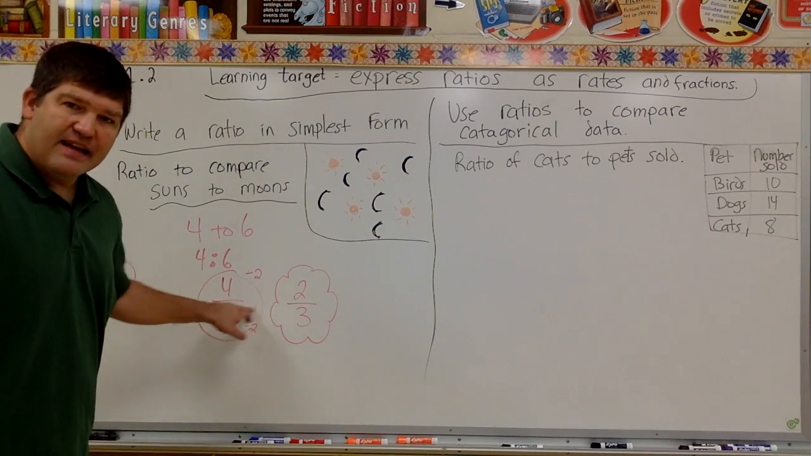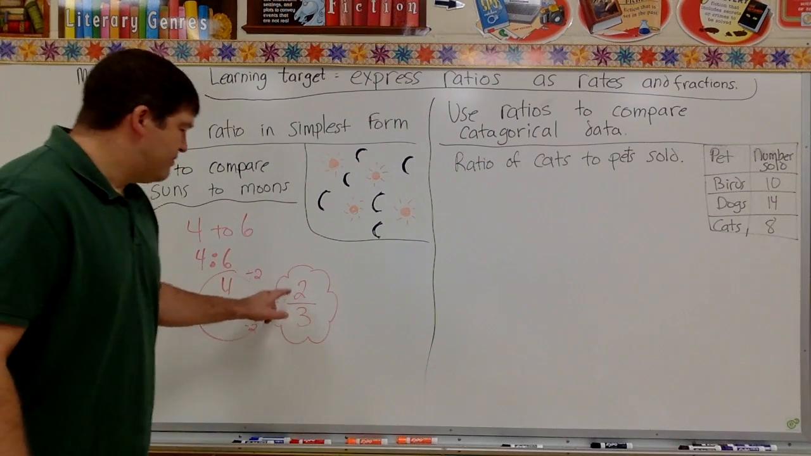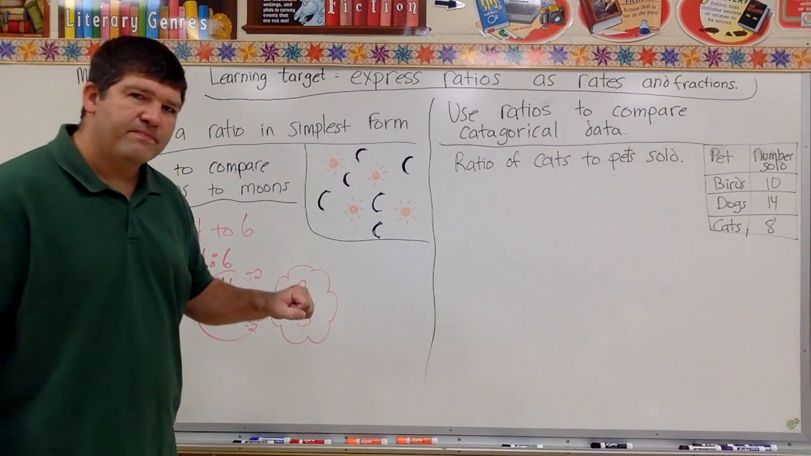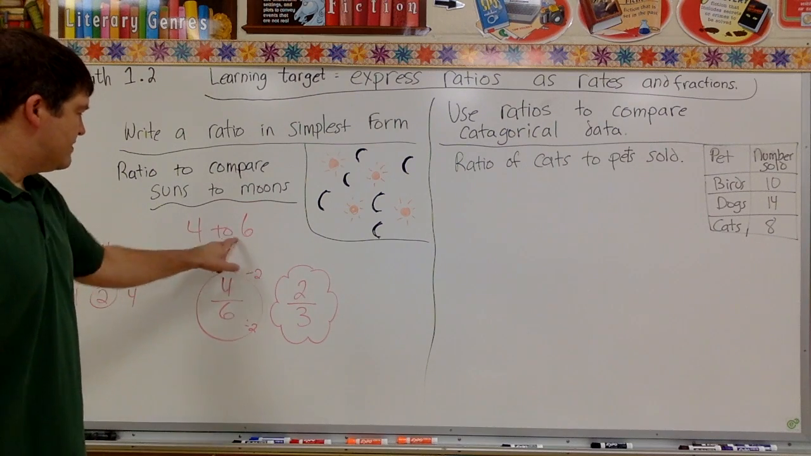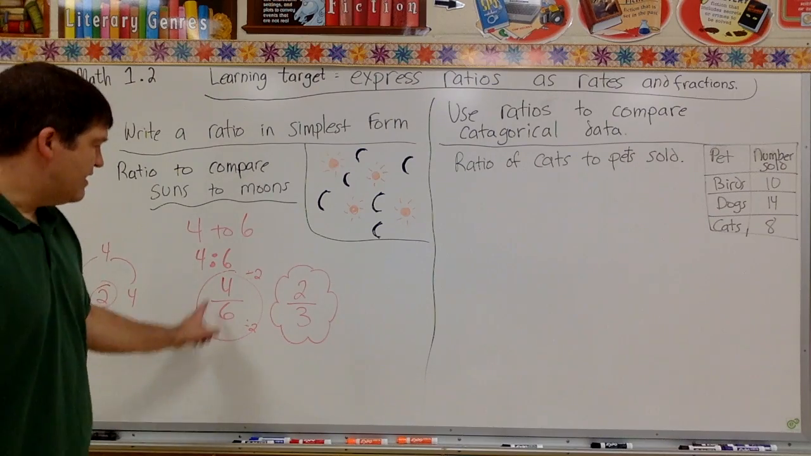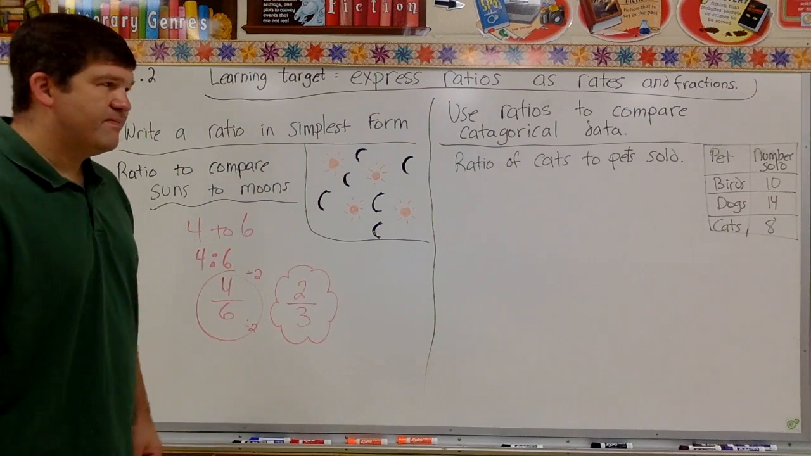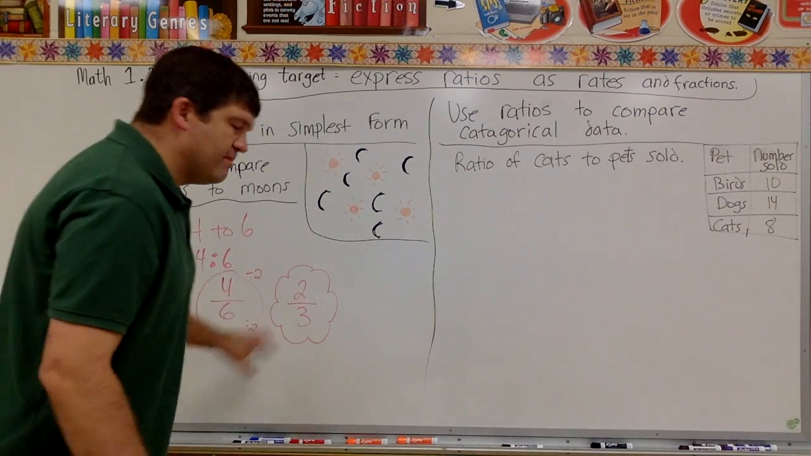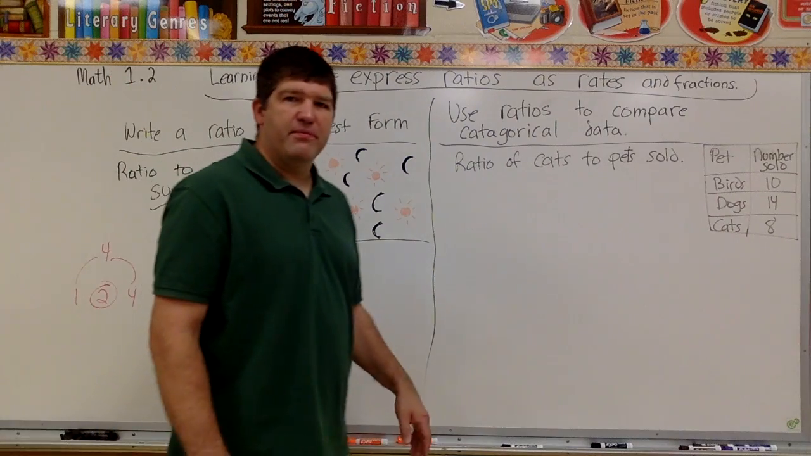It's equivalent to this. It's the exact same. For every 4, there's going to be 6. For every 2, there's going to be 3. So it just reduces it. So I compared the suns to the moons, 4 to 6, 4 colon 6, then 4 divided by 6, and then I simplified it. That's all you've got to do. This is kind of the trickiest thing, being able to simplify it. But if we know how to get the greatest common factor, we'll have no problem with that.